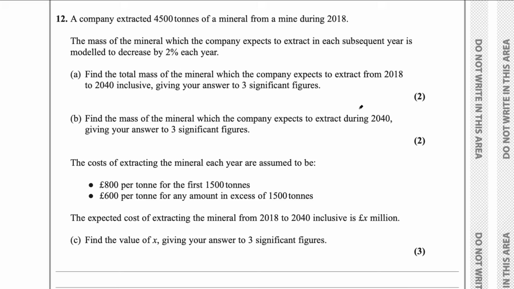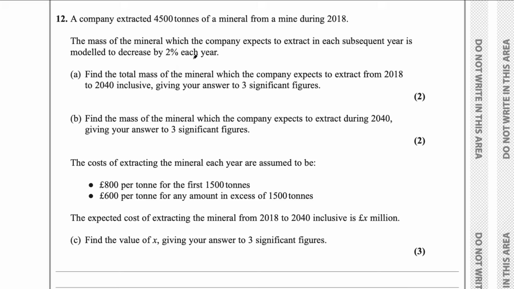And I quite like these questions because as long as you recognize you need to look at this as a geometric sequence, the method here is actually quite straightforward. So for part A, we're going to use the geometric series formula. And the reasoning is we're starting with an initial amount of 4,500 tons. And then we multiply that by, well, how do you decrease something by 2%? You multiply it by 98% or 0.98. That would be our multiplier.